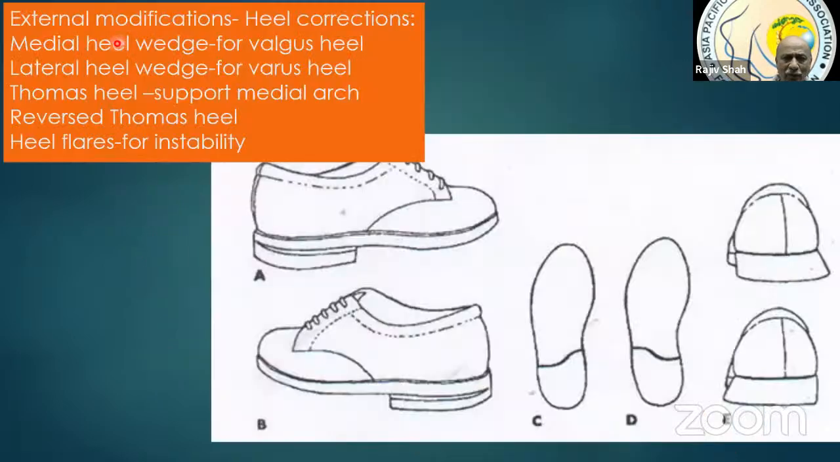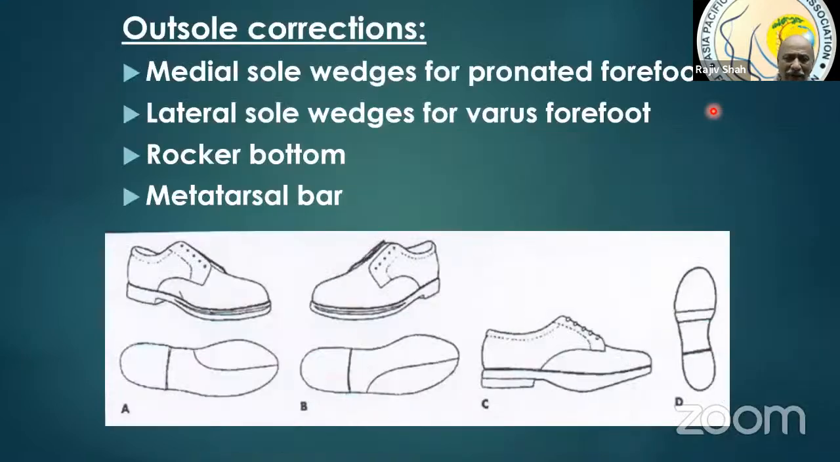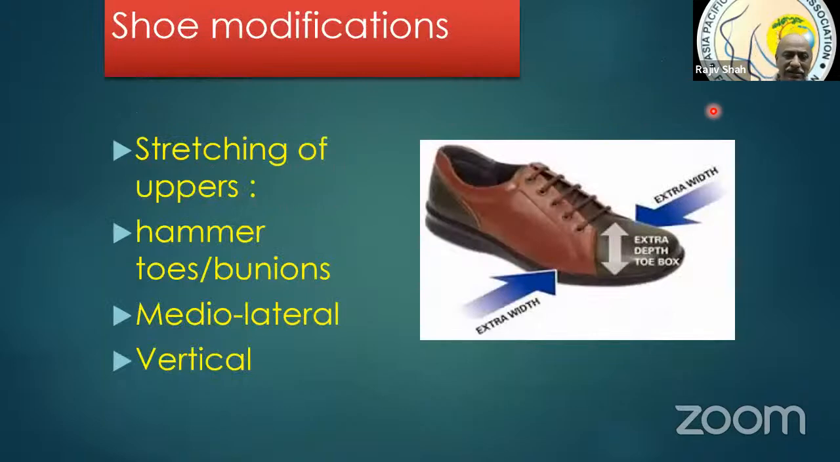Then some external modifications, which are outside the shoe: medial heel wedge, lateral heel wedge, Thomas heel, reverse Thomas heel, and heel flares for instability. These are all outside the footwear. Practically speaking, they are the same, but they are outside the footwear. You have a medial sole wedge for a pronated forefoot. You have a lateral sole wedge for a varus forefoot. You have a rocker bottom where you want to compensate for the loss of motion. You have a metatarsal bar for metatarsal cases.